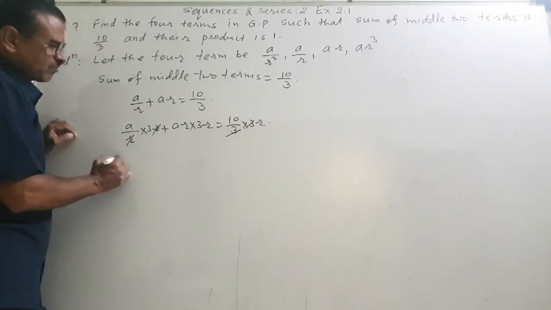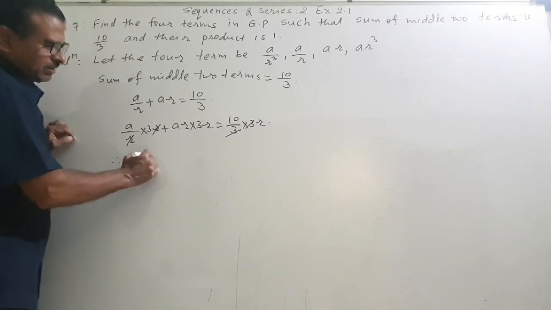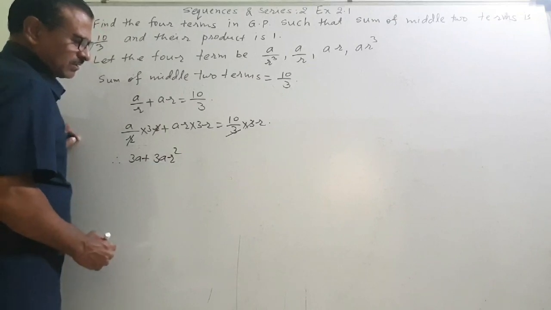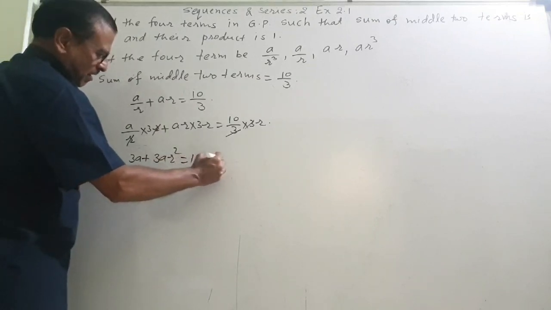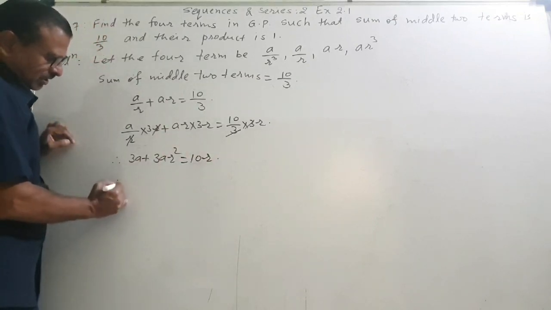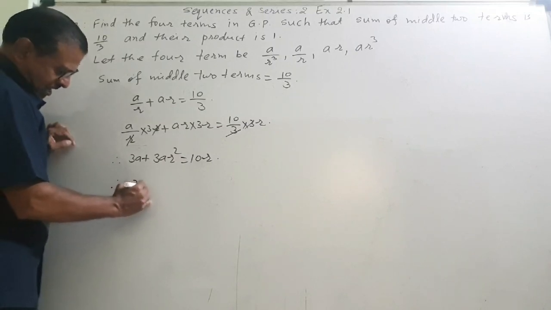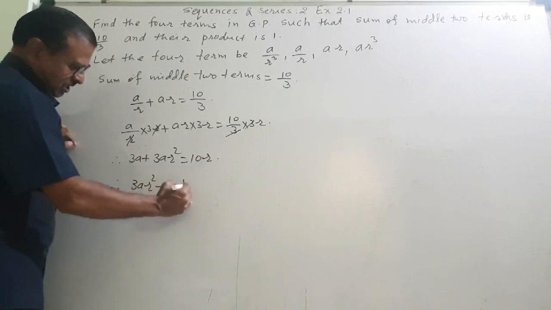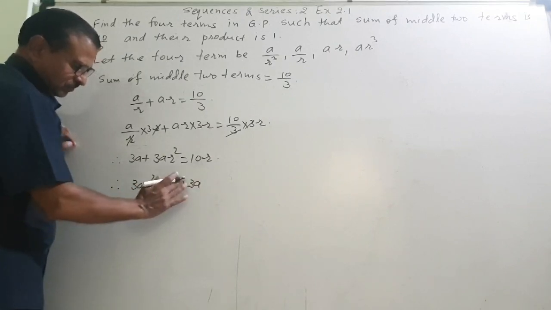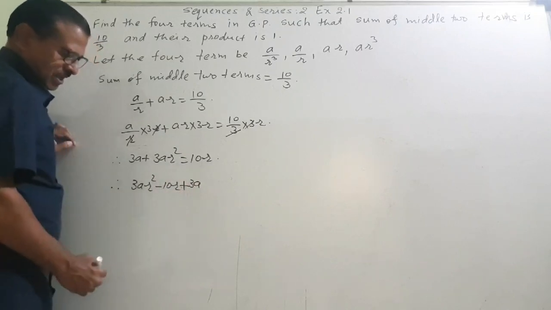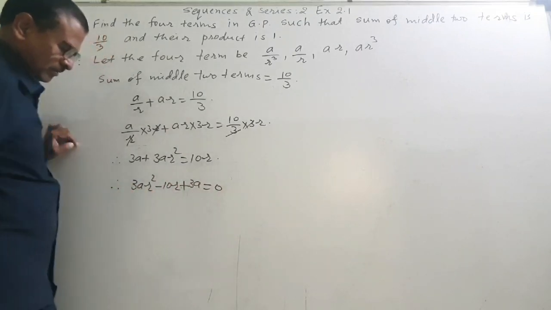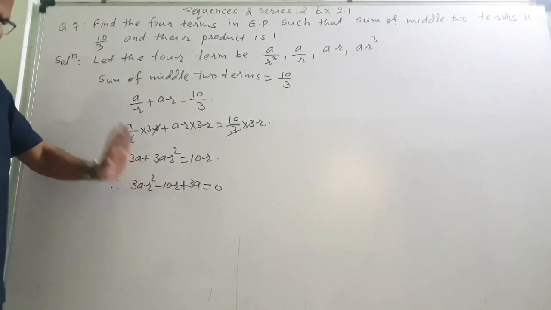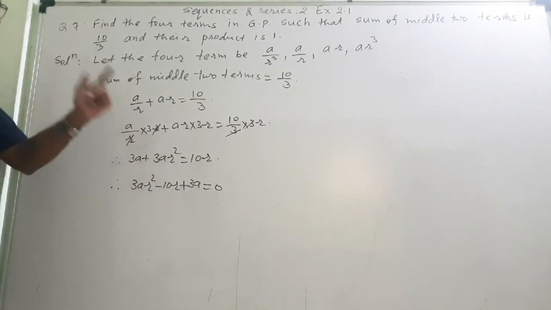So overall the equation will be 3a plus 3ar square is equal to 10r. Bring this here. Therefore, 3ar square minus 10r plus 3a equal to 0. Now afterwards we will find the value of a if possible, and then we can see what we can do.